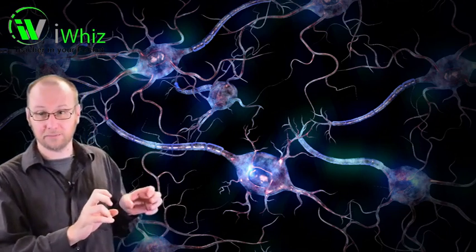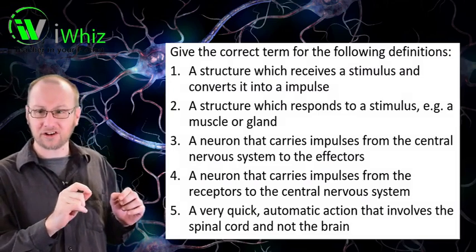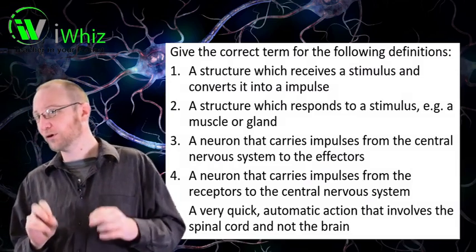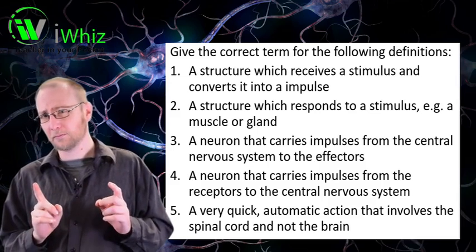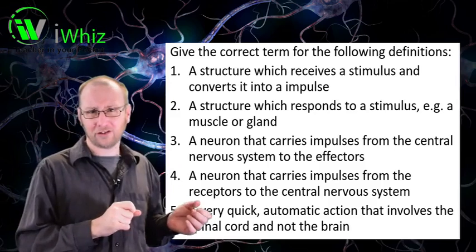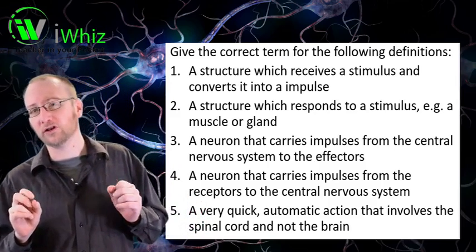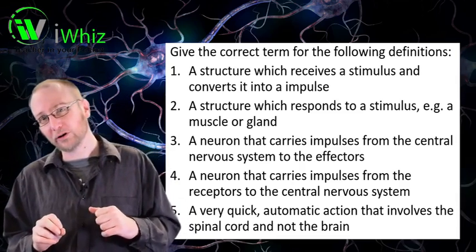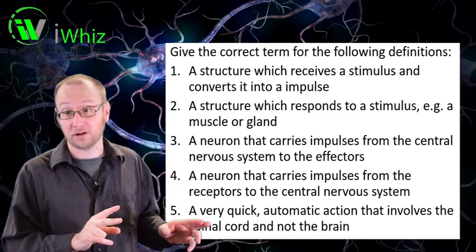Then the last question on the slide. What is a very quick automatic action that involves the spinal cord and not the brain? In this case, the impulses don't get sent all the way up to the brain. It just gets sent to the spinal cord. It's processed there, and then it brings about a change.